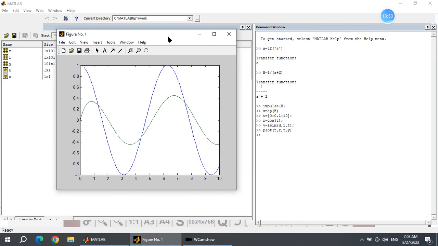Alright, we have two figures. One starts from 1 and goes down to -1, so this is the cosine. It's the input; this blue one is the input. Then the green one starts from 0, increases gradually, and finally turns into a sinusoid. It's a wave. The beginning is not so perfect, but finally it is a wave similar to the input, but the amplitude changed to about 0.4, and the phase is also changing.